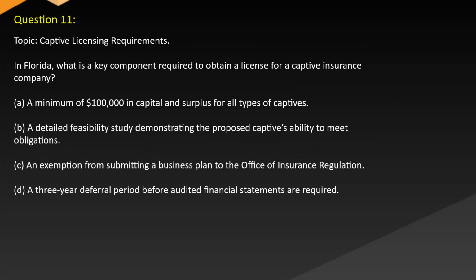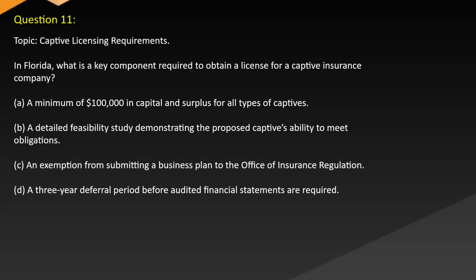Question 11. Topic: Captive licensing requirements. In Florida, what is a key component required to obtain a license for a captive insurance company? A. A minimum of $100,000 in capital and surplus for all types of captives. B. A detailed feasibility study demonstrating the proposed captive's ability to meet obligations.